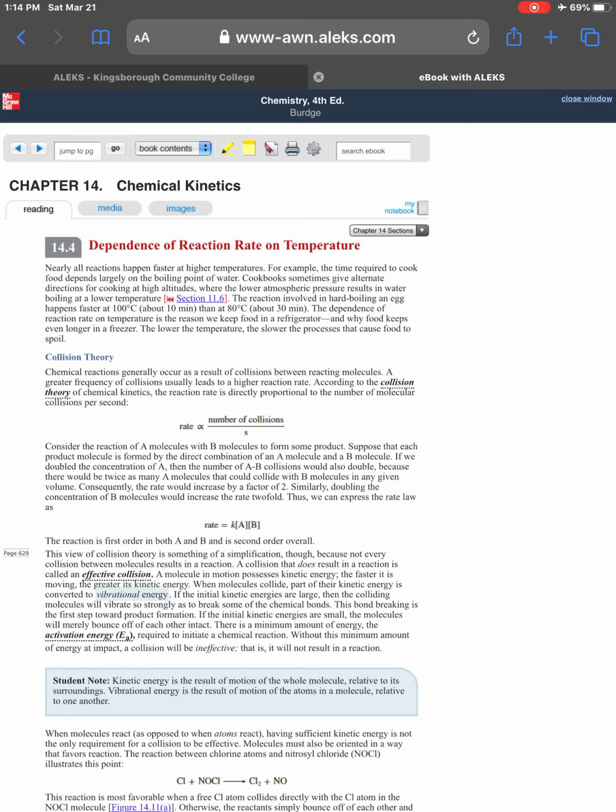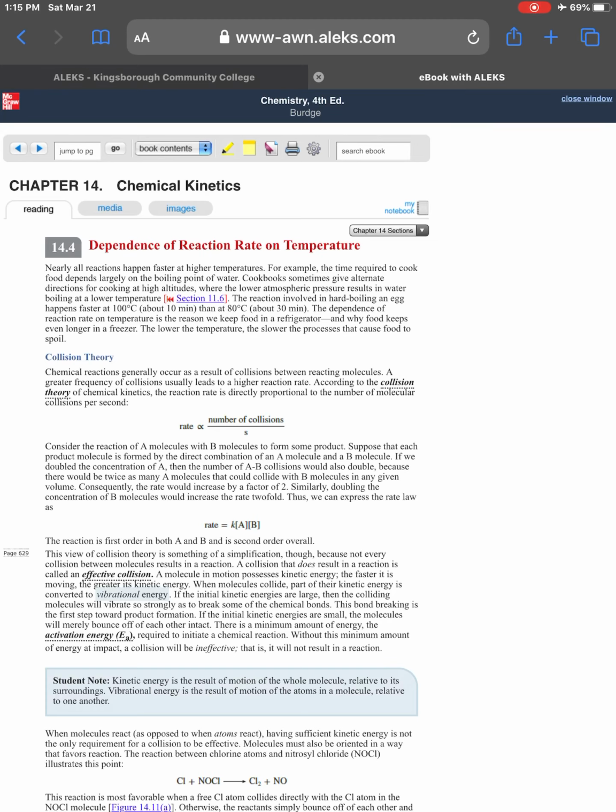Consider the reaction of A molecules with B molecules to form some product. Suppose that each product molecule is formed by the direct combination of an A molecule and a B molecule. If we doubled the concentration of A, then the number of A-B collisions would also double, because there would be twice as many A molecules that could collide with B molecules in any given volume. Consequently, the rate would increase by a factor of 2. Similarly, doubling the concentration of B molecules would increase the rate twofold.